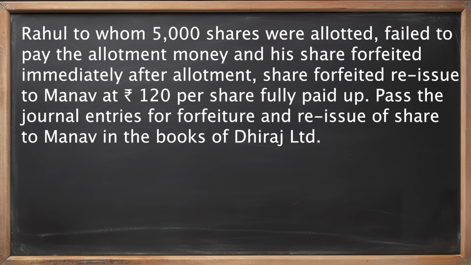Rahul, to whom 5,000 shares were allotted, failed to pay the allotment money and his shares were forfeited immediately after the allotment. Shares forfeited were reissued to Manav at rupees 120 per share, fully paid up. Pass the journal entries for forfeiture and reissue of shares to Manav in the books of Dheeraj Limited. The following 3 entries will pass for forfeiture and the other 2 for reissue of forfeited shares.